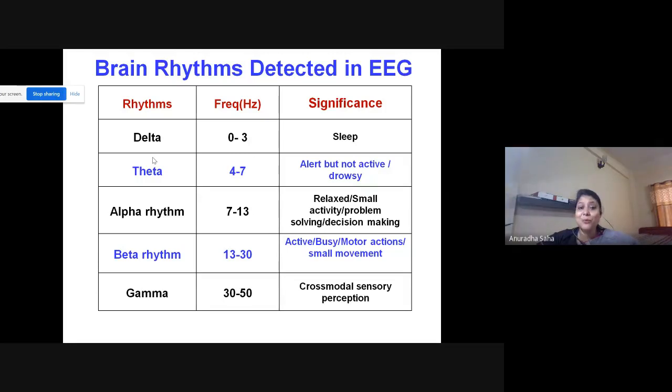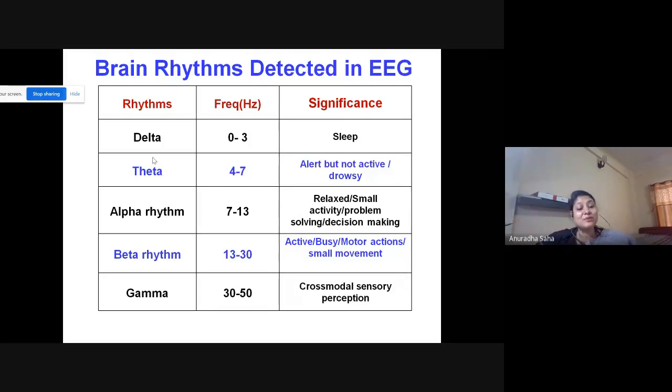Whenever we are approaching from the delta rhythm, which is associated with the sleep states, to where we are right now, we are associated with some kind of cognitive as well as physical activities where so much motor action or motor activity is involved, right? So basically this is the beta rhythm.